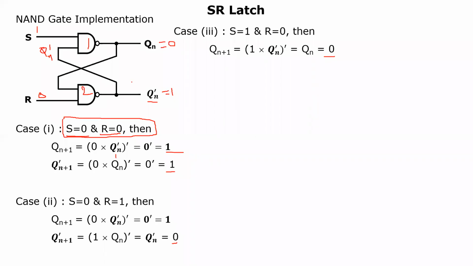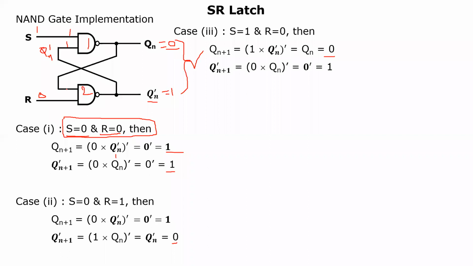If you take such values as input, instead of Qn complement, you may submit 1 here and 1 here also. So 1 into 1 whole complement equals 1 complement, which means the value is 0. Obviously this 0 will be submitted here. 0 into 0 whole complement, 0 complement equals 1 here. Look at this: 0 into Qn, whatever the value of Qn, cannot be taken into consideration, because one of the inputs is 0. So 0 into anything will be 0, and 0 complement will be equal to 1. So this case is also eligible.